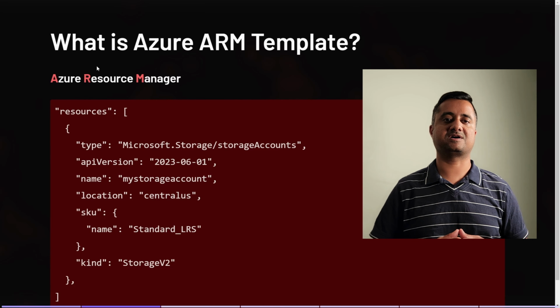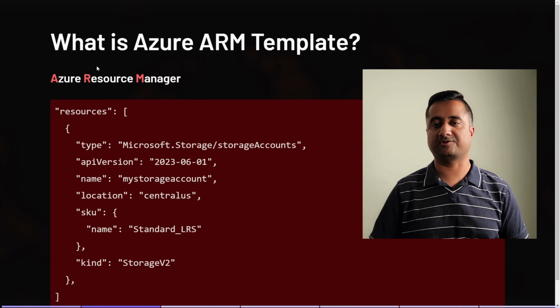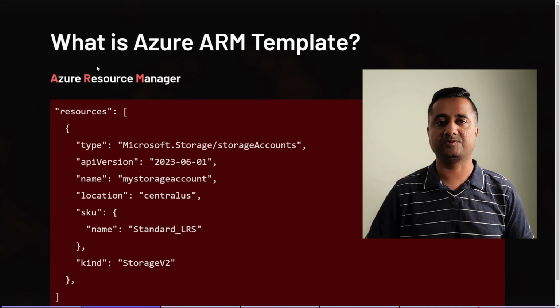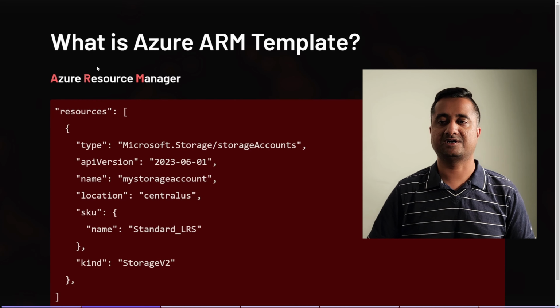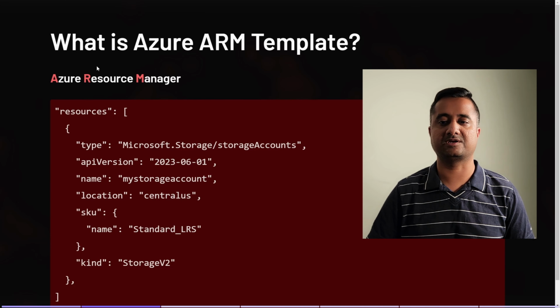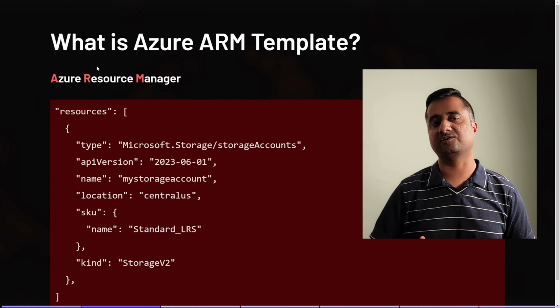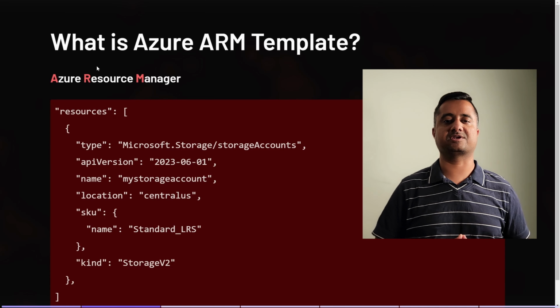So the ARM templates are defined in JSON. So like you can see here, you have defined the resources and then it's a simple JSON. You could read that through. It's a type of storage account. We are trying to create what is the API version, what name you want, and what location you're looking at. What is the SKU code for that particular ARM template that you're trying to.